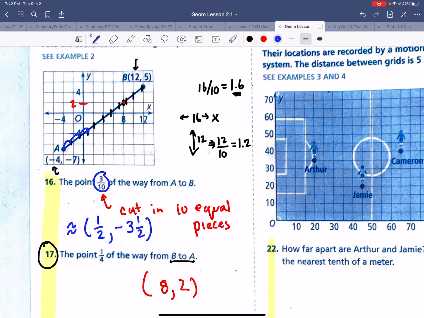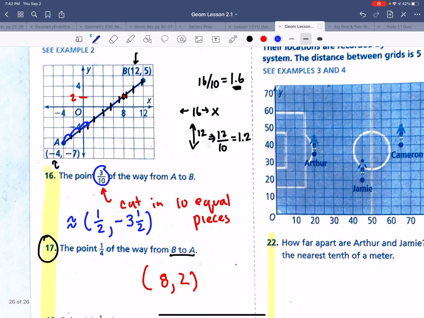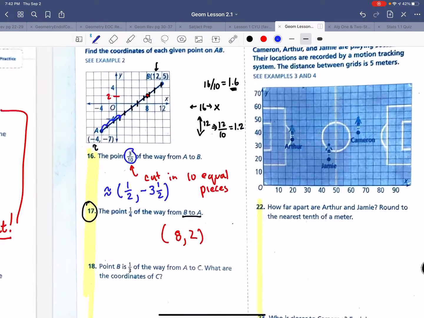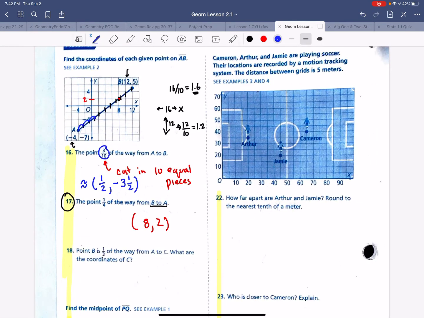But that's not exact, but that's approximate. And I'm going to leave it at that for now. At this point in the lesson, I'll leave it. Now it says point B is 1/3 of the way there from A to C.